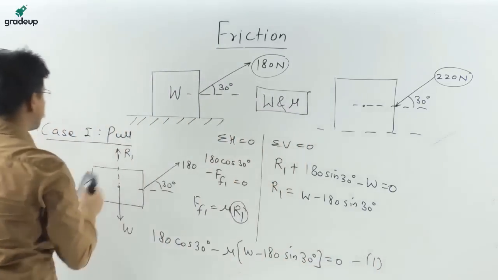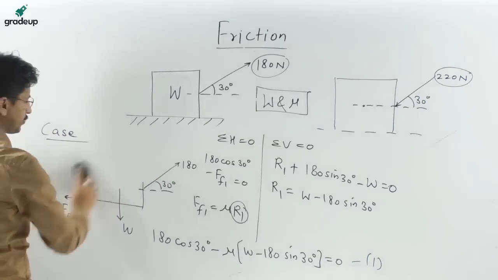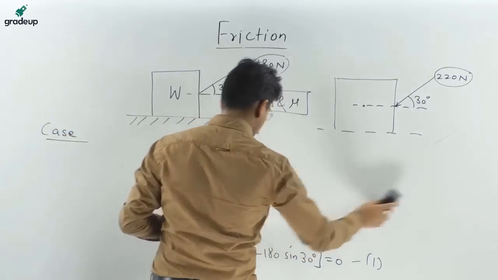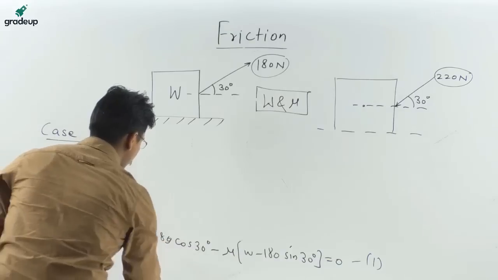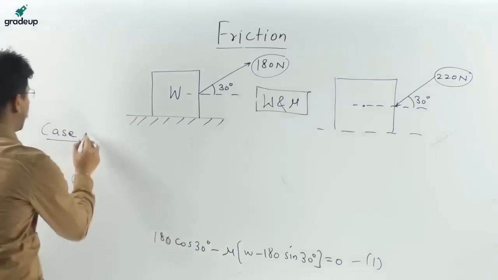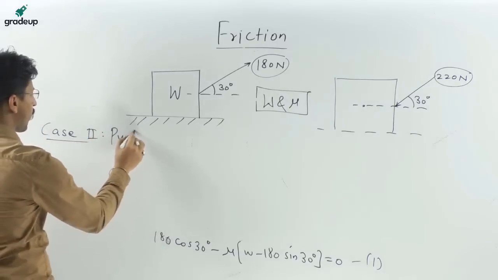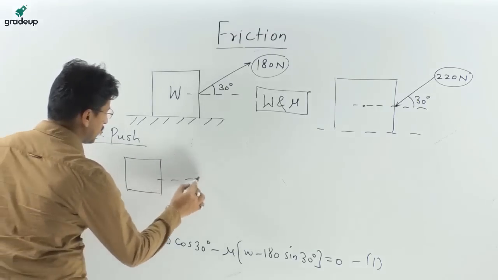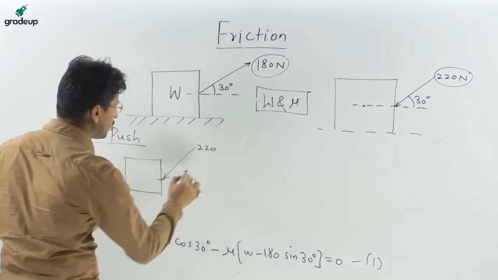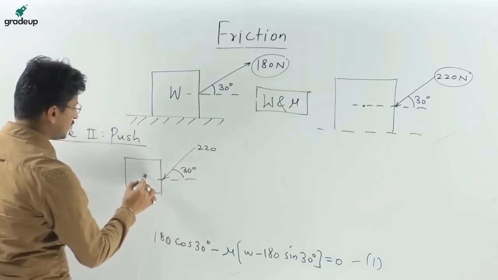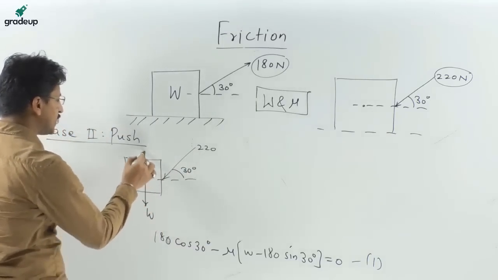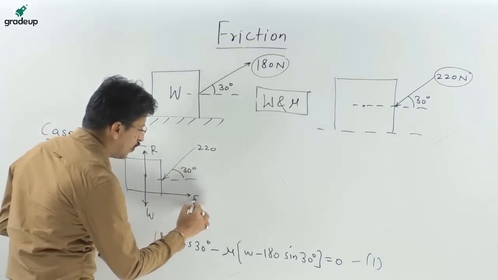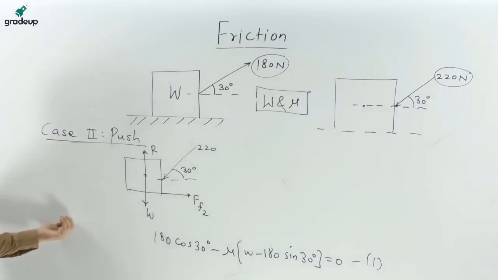Now taking the second case, case 2 of push. So if this is the body, the push is there of 220 Newton applied at an angle of 30 degree. This is weight W, this is normal reaction R, and if it is being pushed, the force of friction will act in this direction now. Why? Because the body will tend to move in this direction.